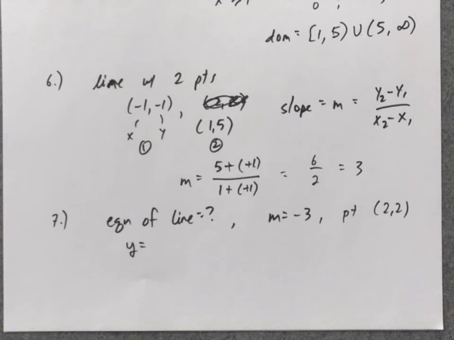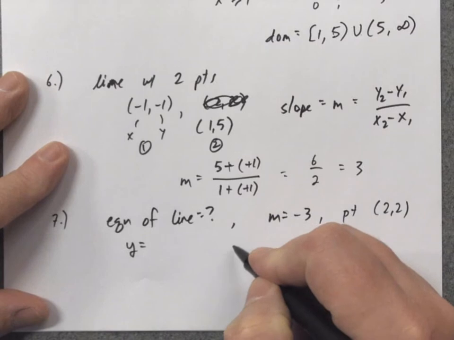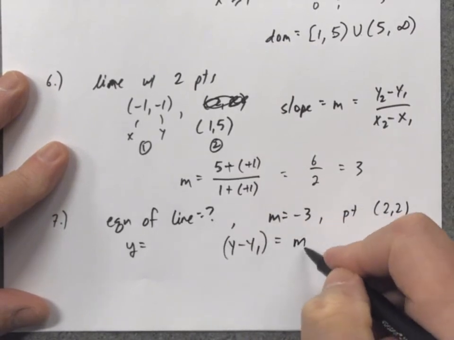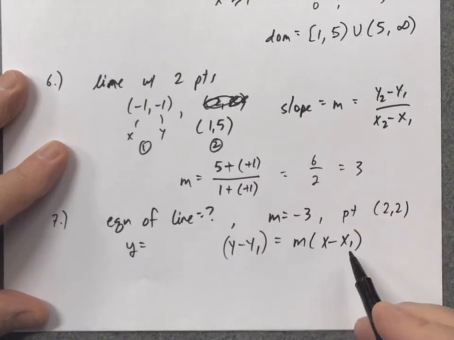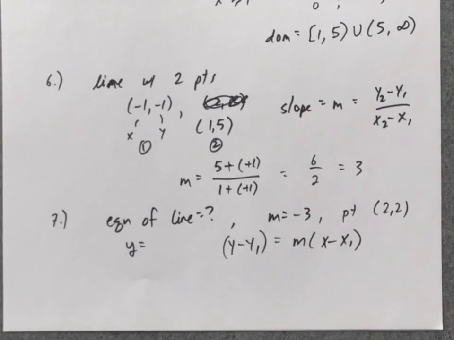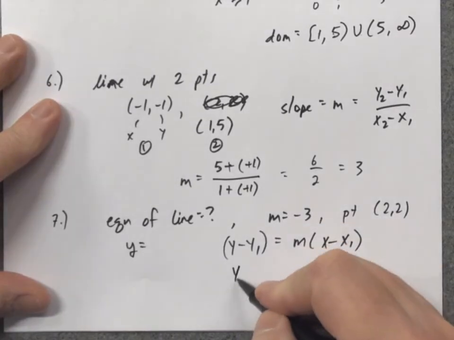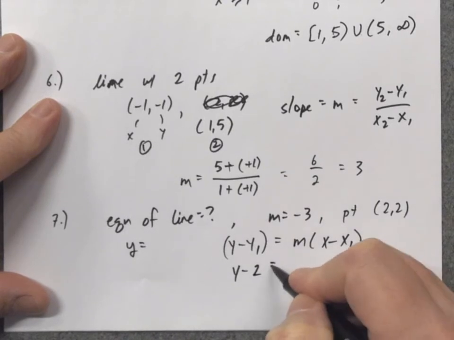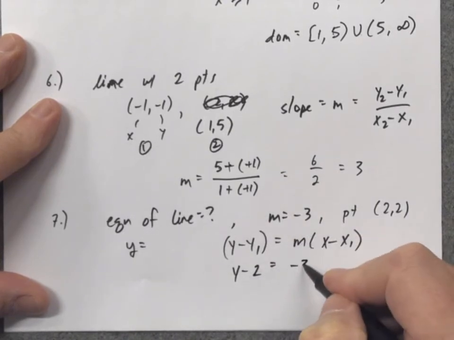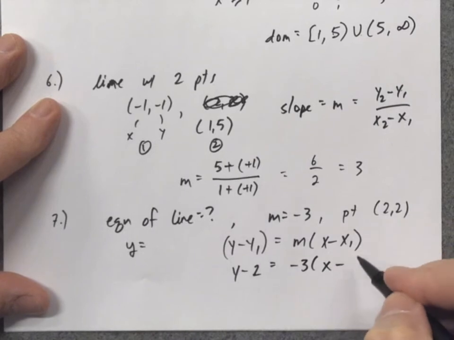So it's called the point slope equation. And the point slope equation is y minus y1 equals m times x minus x1. So m is your slope, and x1, y1 would be the point. So you plug those in, and then it's very easy to calculate the equation of the line. So y minus y of my point, which is 2, equals the slope, which is minus 3, times x minus the x of my point, which is 2.